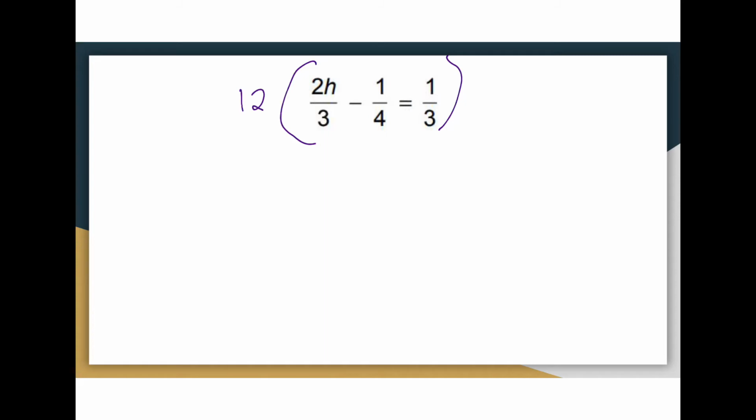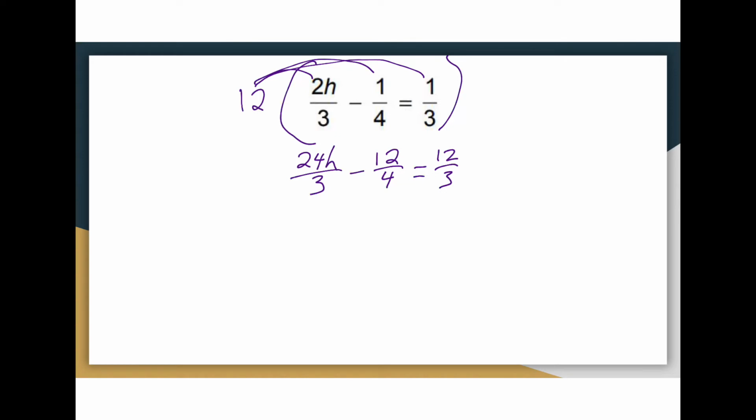So when I do this, I'm going to distribute the 12 to all parts here. This is distributing it to the entire equation, both sides. So 12 times 2h is going to give me 24h over 3. Minus 12 times 1 is going to be 12 over 4. And 12 times 1, again, is 12 over 3. And this problem doesn't look any better. In fact, it looks a little bit worse. But let's start simplifying these fractions.